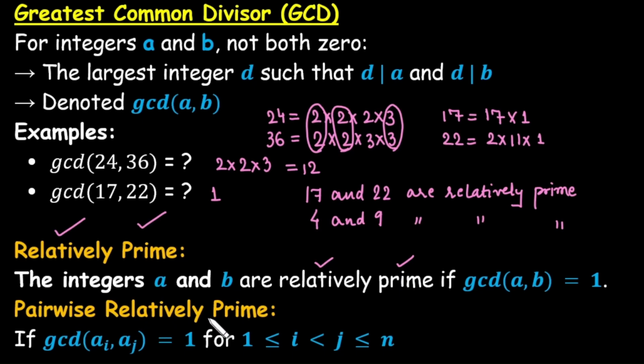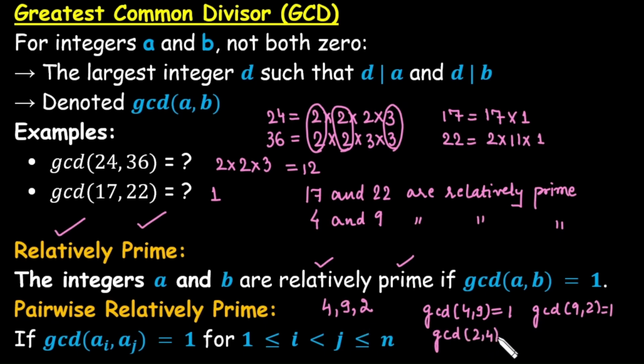Another term we have is pairwise relatively prime numbers. Pairwise relatively prime means if we have more than one number, we need to check whether the numbers are relatively prime in pair form. Suppose I take 4, 9, 2. Now, whether they are pairwise relatively prime, how to check this? First, we take the GCD of 4 and 9, that is 1. GCD of 9 and 2 is 1. Now, another pair is the GCD of 2 and 4, that is 2. This is not equal to 1.